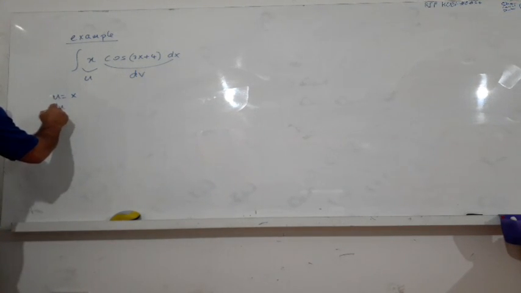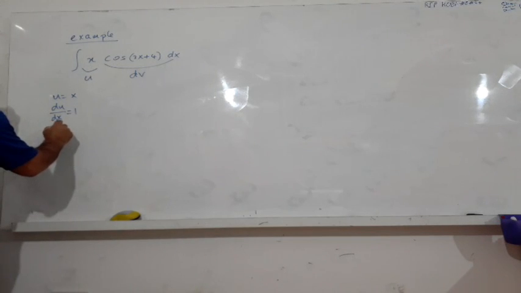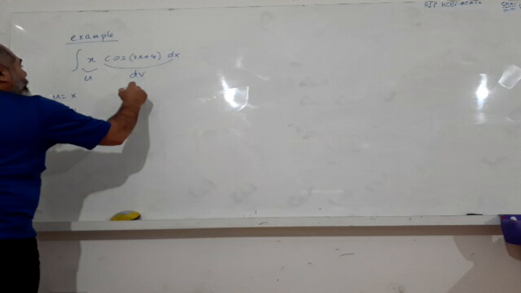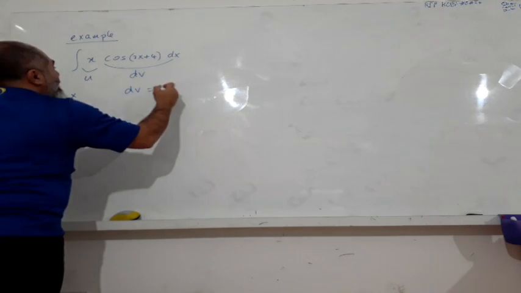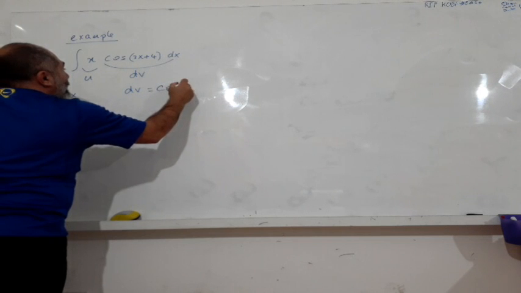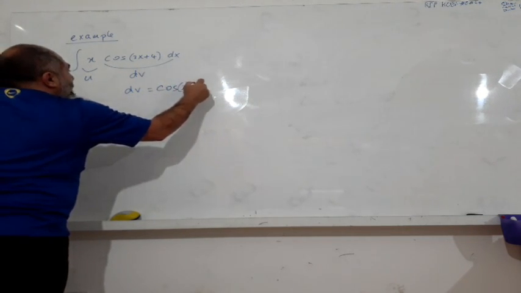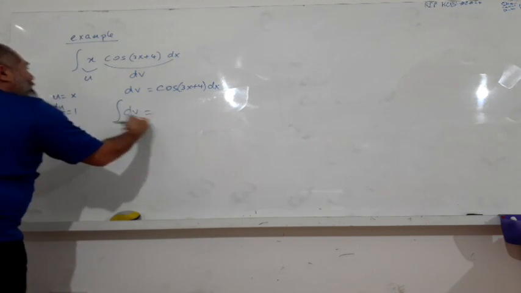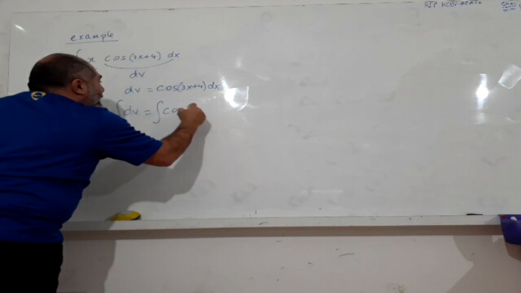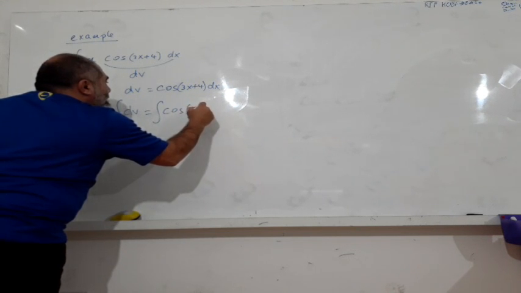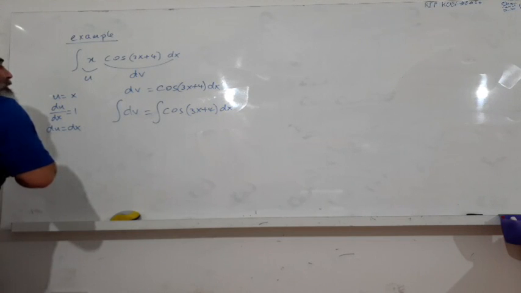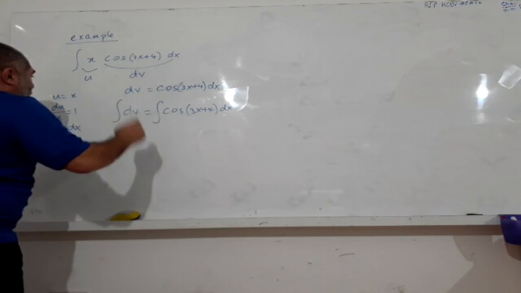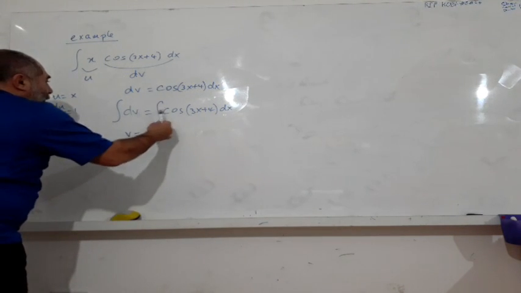Now we have to obtain v. To be able to obtain v, we know that dv is equal to cosine 3x plus 4 dx. Do the integration for the left hand side, also for the right hand side here. Integration of dv is v. What is integration of cosine 3x plus 4? You have to know it by heart. It is 1 over 3 sine 3x plus 4.